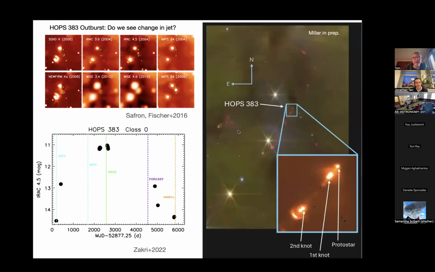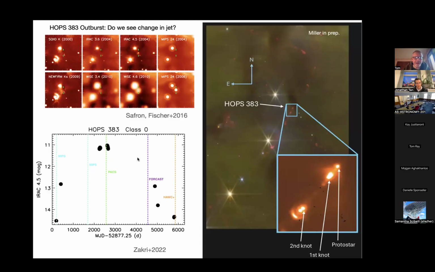On the other hand, there's this object HOPS 383, which was the first Class 0 outburst ever detected, by Safron and Fischer in 2016. This is an object that went through an outburst. Here's a light curve from Zakri et al. 2023 in the lower left, which shows the IRAC 4.5 micron photometry. It's very sparsely sampled, but you can see it rising in 2004, cresting around 2010 during the YSOVAR study. Then by about 2016 and 2017, it was on its decline. And by 2019, it was down.